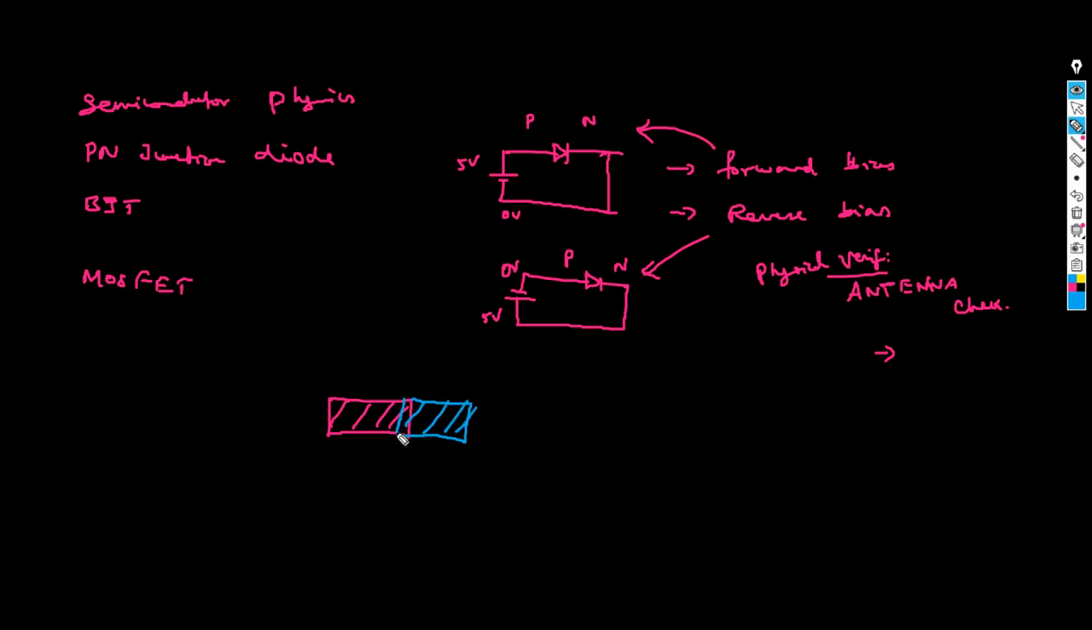Now there is a region that is being formed, called the depletion region. In the case of forward bias, it becomes very narrow, and in the case of reverse bias, it becomes bigger. That is how it works: it conducts when in forward bias, and it is off when you say it is a reverse bias.